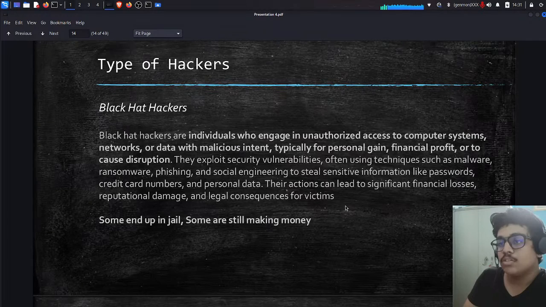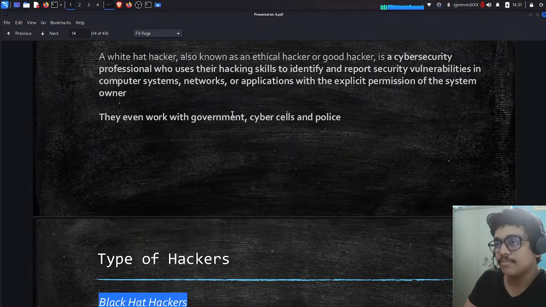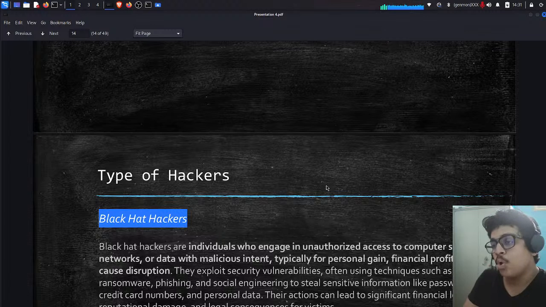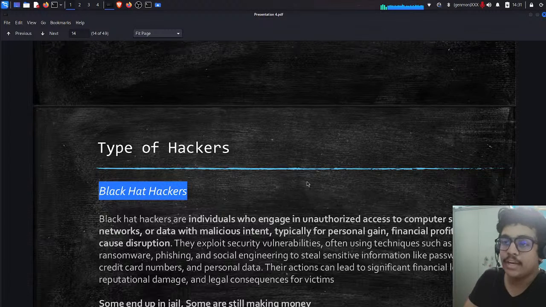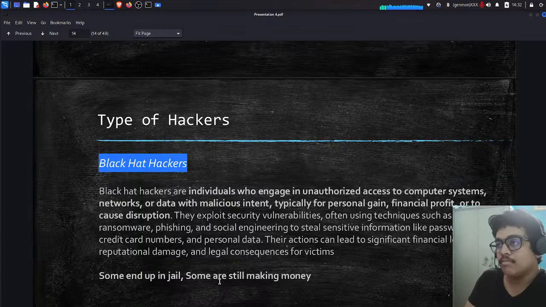Let's move to the other type of hackers, black hat hackers, the bad ones. Black hat hackers are individuals who engage in unauthorized access to computer systems. The basic difference between white hat and black hat hackers is that black hat hackers do not have permission to do anything with the system. They perform hacking on the system, exploit the data, sell the data, or maliciously delete the data and corrupt the system.